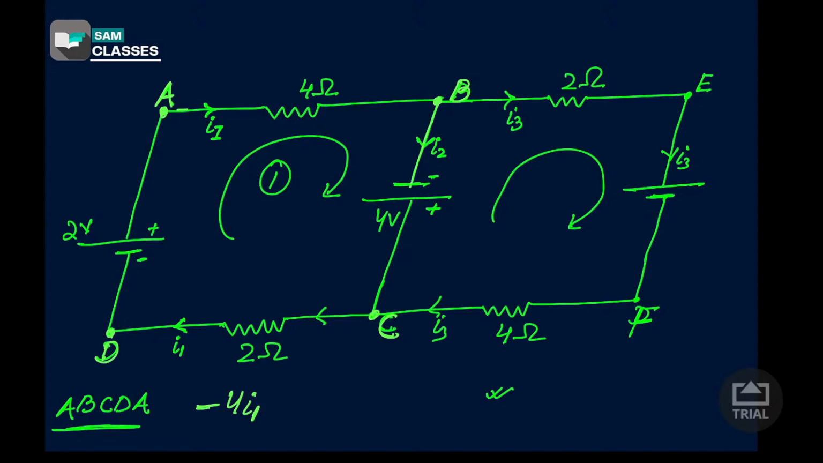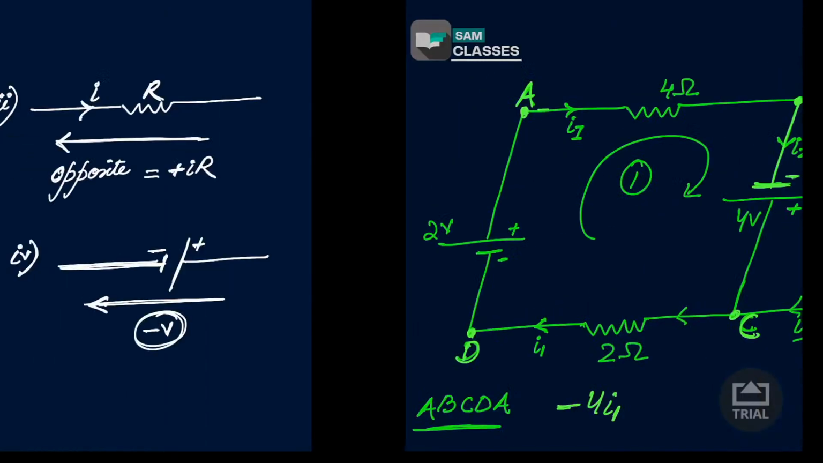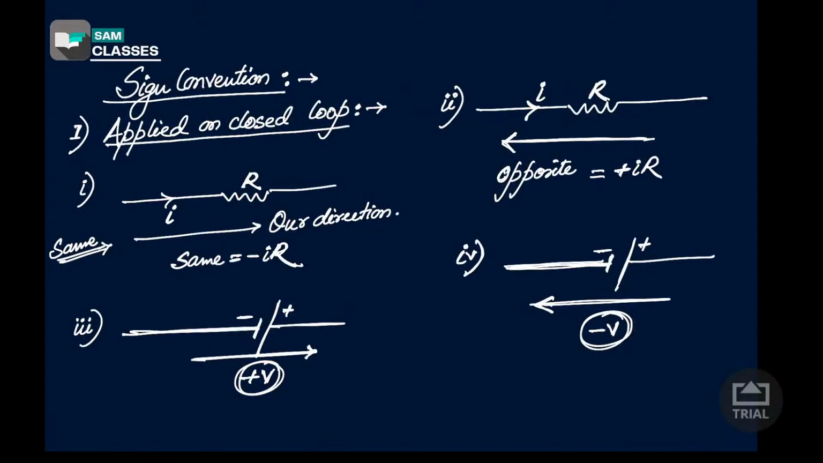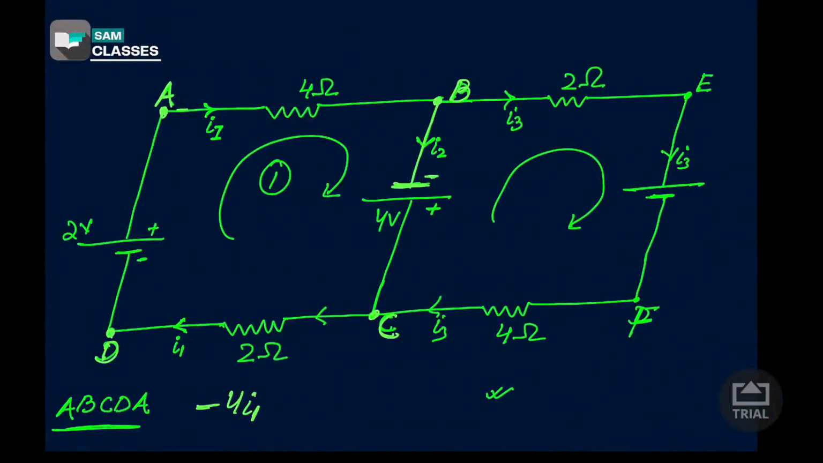After that, come to B. From B, I am hitting what? The negative danda. What I said, if you hit the negative danda, plus voltage, plus 4. Then from C, I am again going in the current direction and getting a resistor of 2 ohm. So minus 2I1. And again I am hitting a negative danda. Minus 2 volt. No, sorry, plus 2 volt. That is equal to 0. Clear everyone?